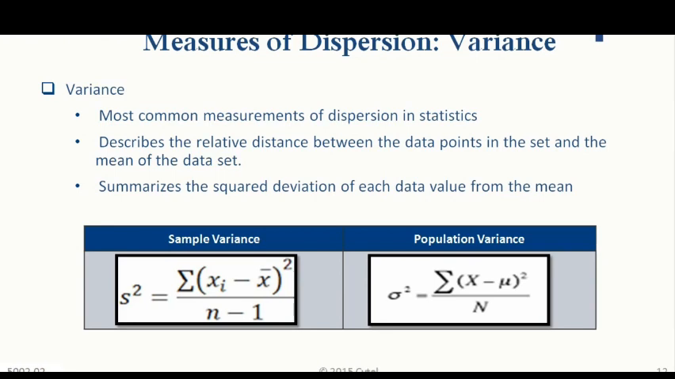Now how will we look at it? Basically it describes the relative distance between the data points in the set and the mean of the data set. It summarizes the squared deviation of each data value from the mean. So if you ask me the formula, now in statistics there are two things. One is population and another is sample. I suppose we talked about it in our introductory session, that we always infer about the population based on a sample, because you cannot handle the population every time.